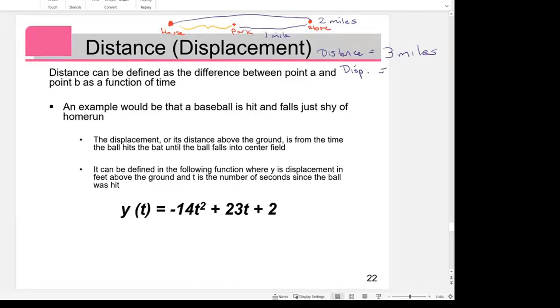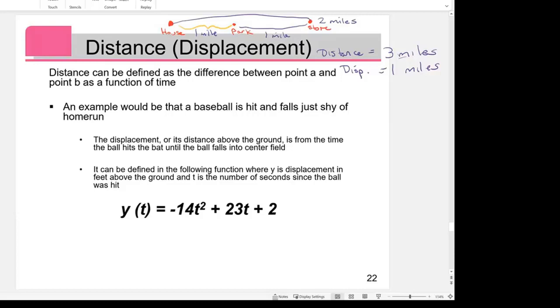Let's say we were both at the house and I said, I'll meet you at the park. And I didn't tell you I was going to the store. You would think I only went 1 mile because you didn't come with me and know that I went to the store first. So my displacement here is 1 mile. All you know is that I went from the house to the park. I know that I went 3 miles because I also went to the store first. I just wanted to give you some information about the difference between distance and displacement.